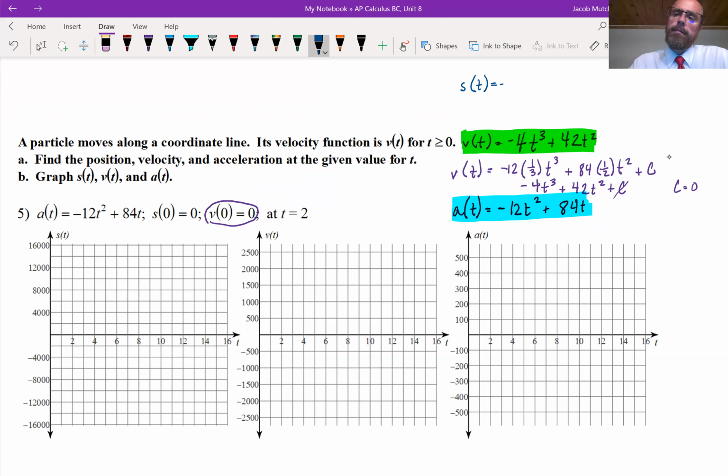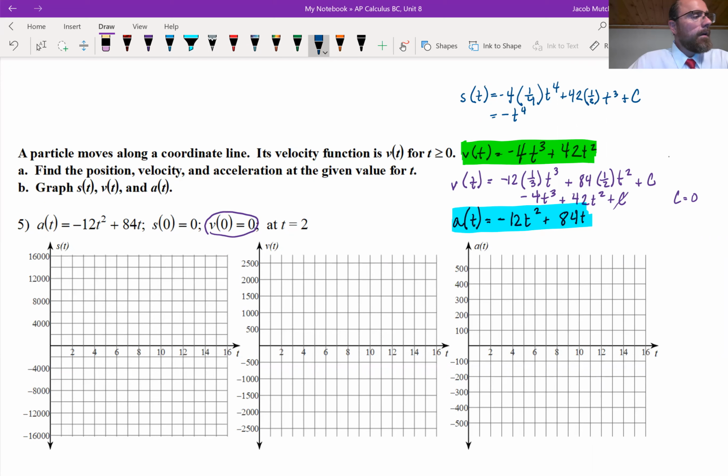So that's going to be negative 4 times 1/4 t to the power of 4 plus 42 times 1/3 t to the power of 3 plus c. So for us, that's going to reduce down to negative t to the power of 4. And then 42 divided by 3 is going to give us 14t cubed. And I've got the plus c.